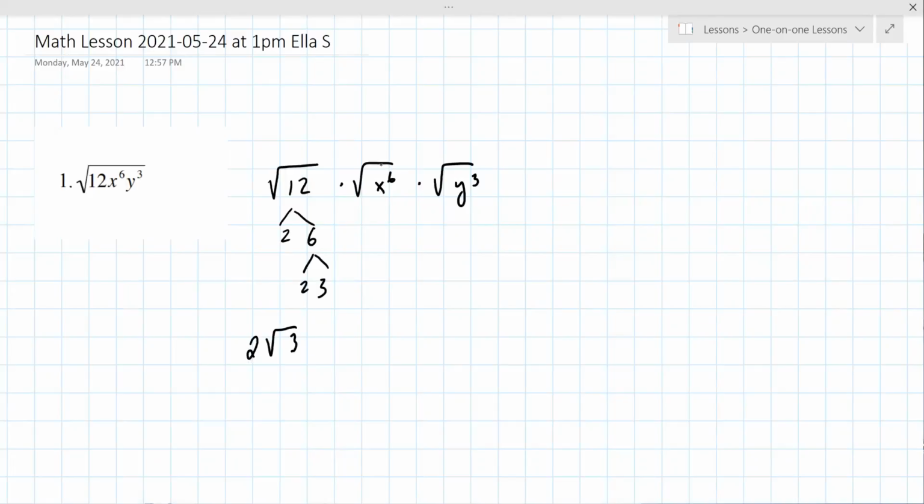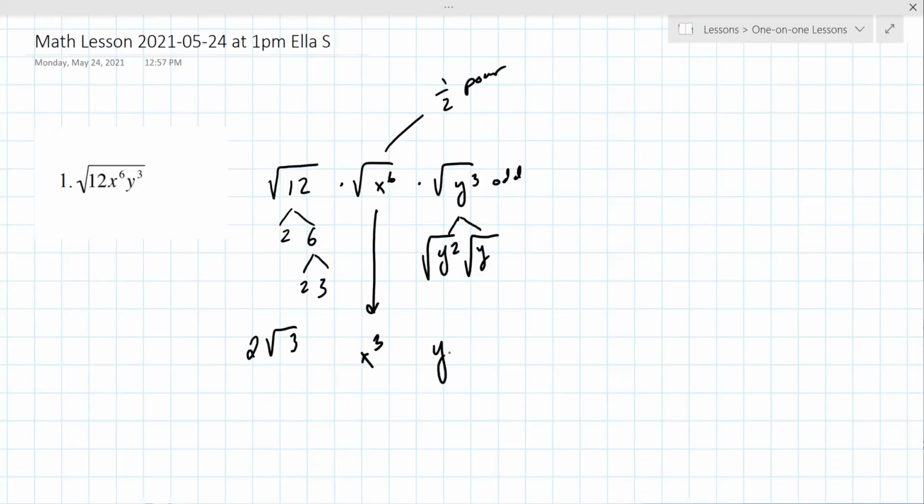X to the 6th, this square root is really like a 1/2 power. So if the exponent divides evenly into the 1/2 or multiplies by 1/2 evenly, you just write that result. So like this becomes x cubed. This one is a little bit different. It's an odd power. So it's y squared and y. And the square root of y squared becomes y, but the square root of y just comes down with it.